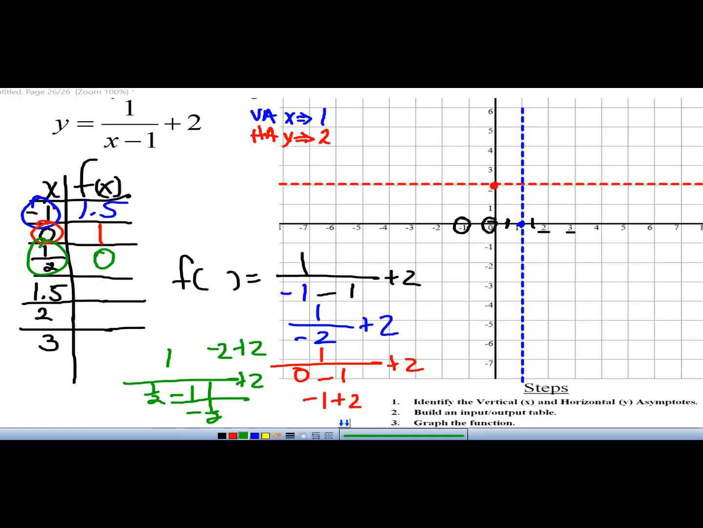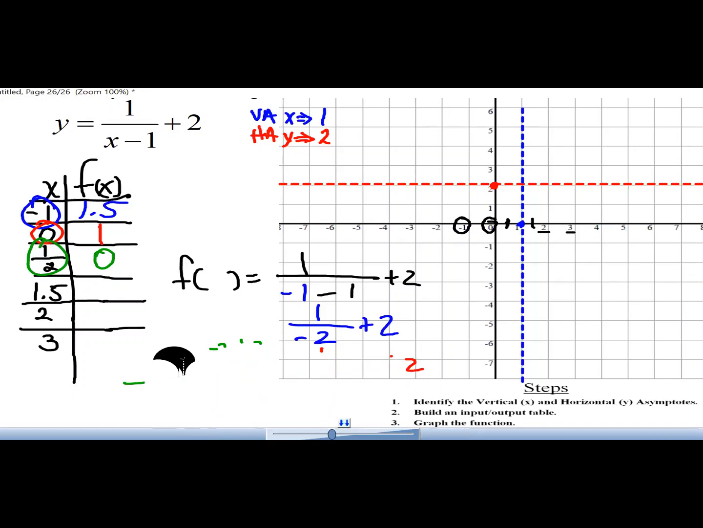Next one, 1.5. Let me erase this stuff so I can have more space right here. 1.5. Here it goes. So take away 1.5 from 1, so then we end up with 1 over 0.5 plus 2. So what is 1 divided by 0.5? 2 plus 2, that is 4.